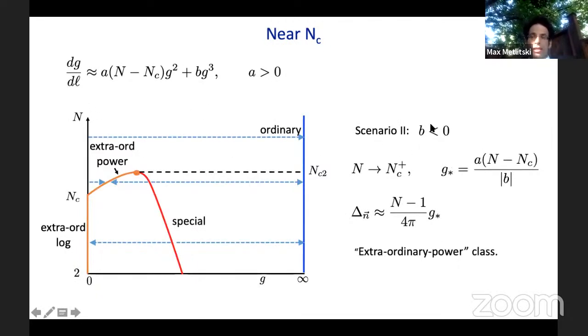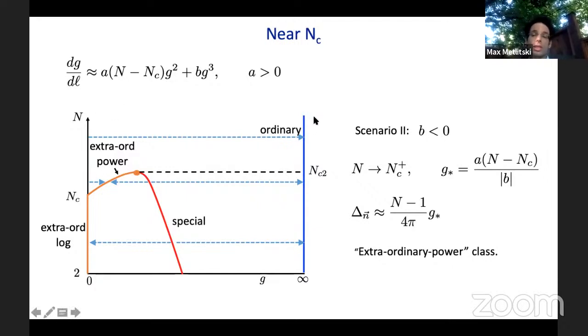However, if b is less than 0, we have a different physics. Just above n equal to nc, we have an infrared stable, perturbatively accessible fixed point, and essentially what happens is that the extraordinary log fixed point moves off away from g equals 0 to some finite value of g, but this is still an infrared stable fixed point. But now it's really a true boundary conformal field theory. So now the correlation function of the order parameter in this extraordinary regime is truly power law.